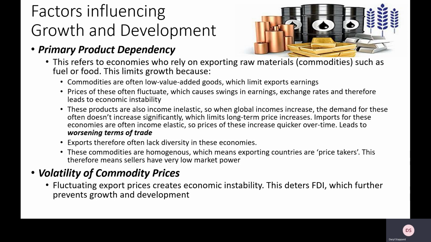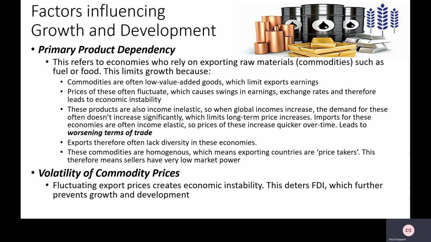Another big problem, their exports lack diversity. If you're only exporting coal or tea or coffee, it means that if that industry struggles financially across the world, you've got very limited other exports to fall back on. So their exports lack diversity. Now, the one about volatility of commodity prices, when you export these commodities, you are exporting what we call a homogeneous product.